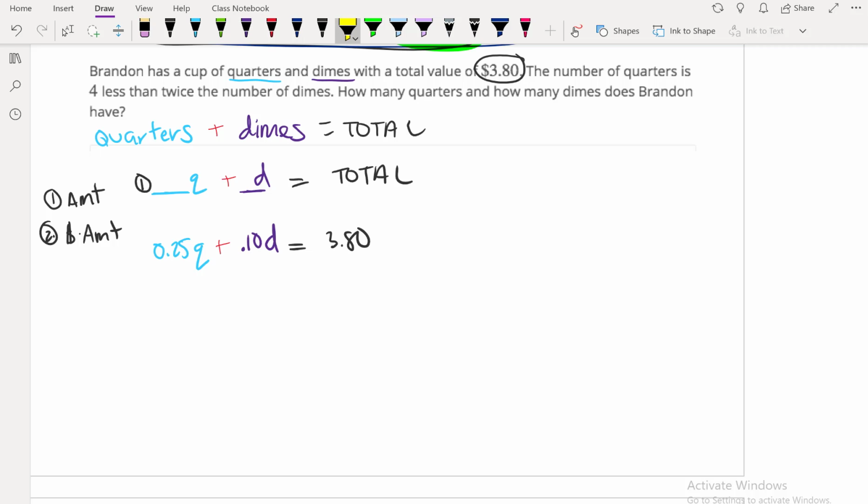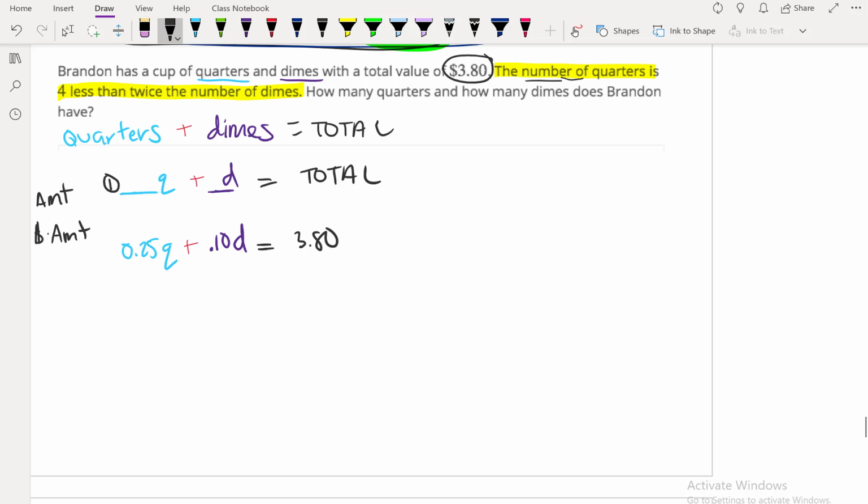Now, the second sentence is going to give me my second equation. So it specifically says that the number of quarters, so here I'm talking about the amount, and I'm talking about quarters, and it's equal to. So Q is equal to 4 less than, so that's subtract 4, because that's subtraction, twice the dime, so 2D. So this would be a 2D minus 4, okay?